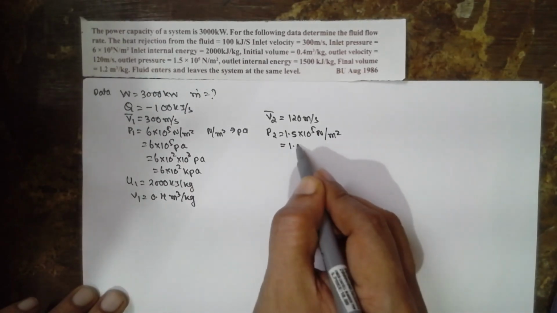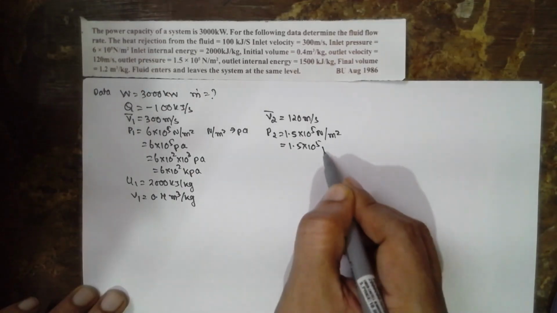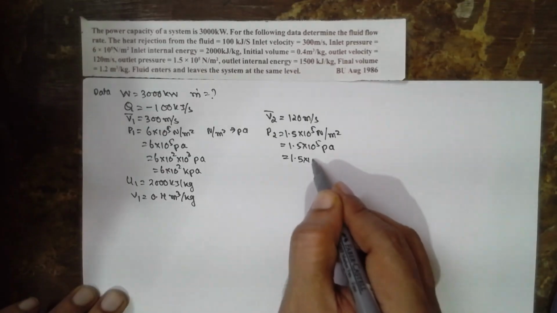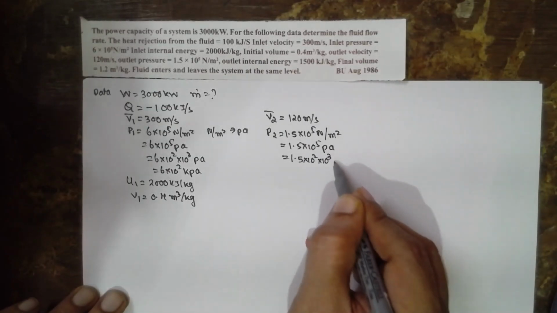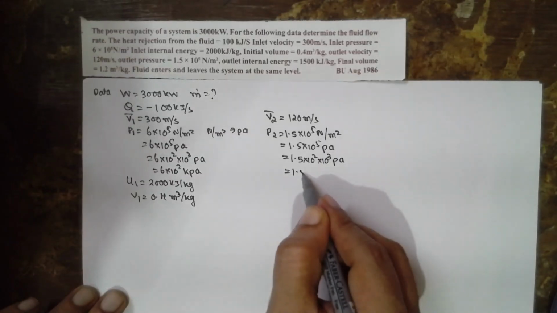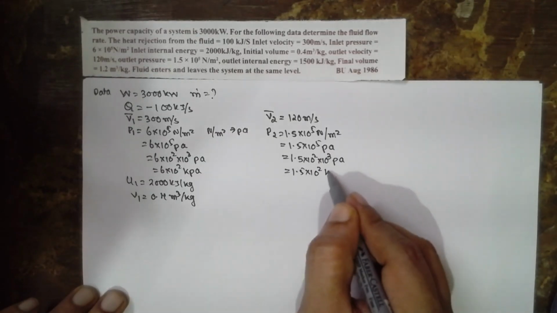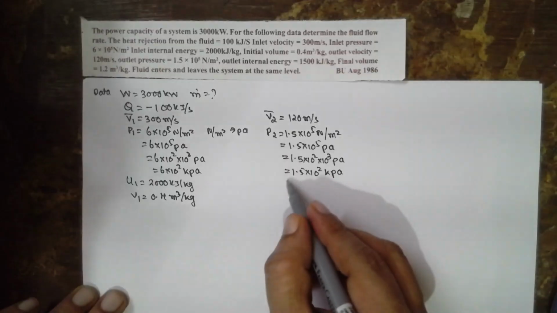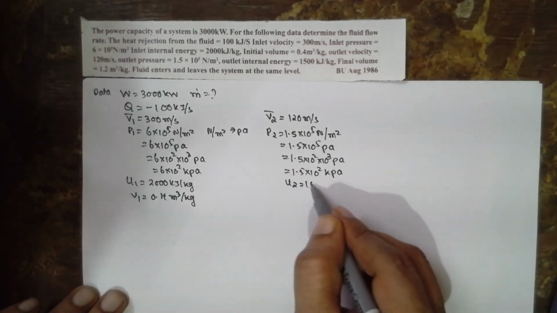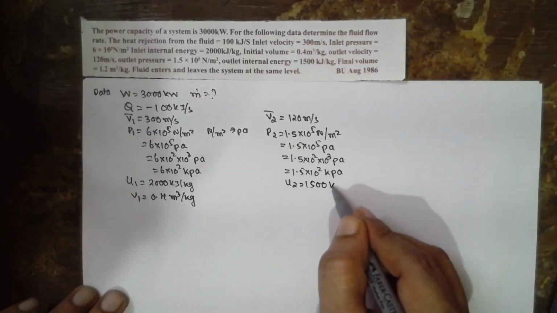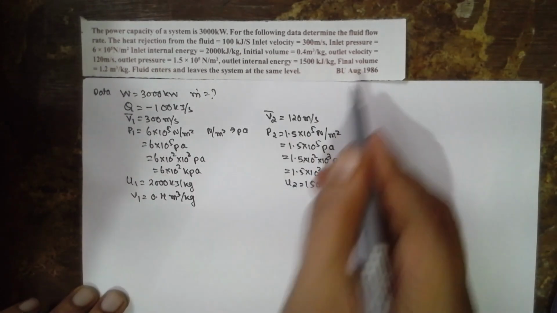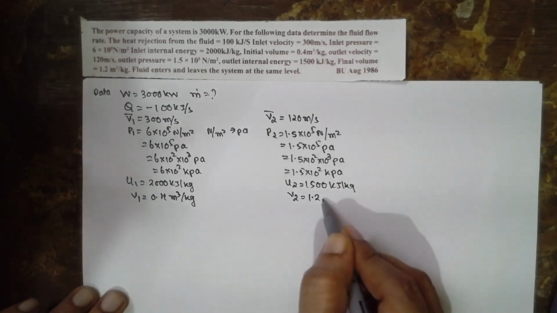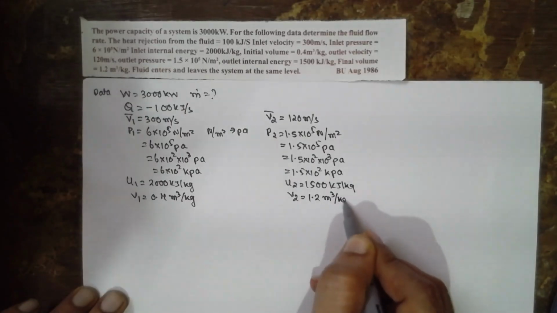It can be written as 1.5 into 10 raised to 5 Pascal. We need to convert into kilopascal: 1.5 into 10 square into 10 cube Pascal, so 1.5 into 10 square kilopascal. The outlet internal energy U2 will be 1500 kilojoule per kg. Find the final volume. Volume is given: V2 is equal to 1.2 meter cube per kg.